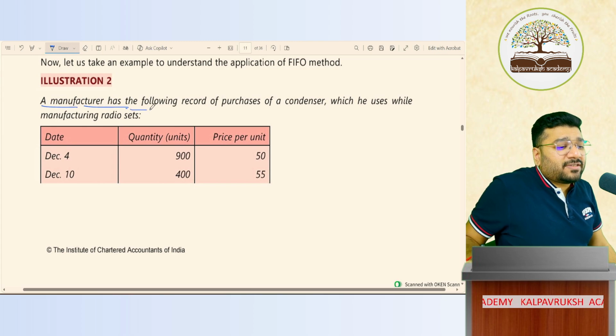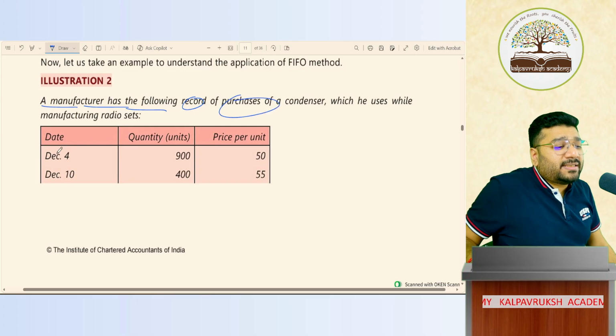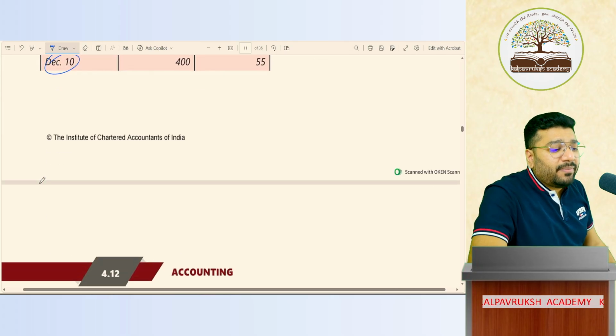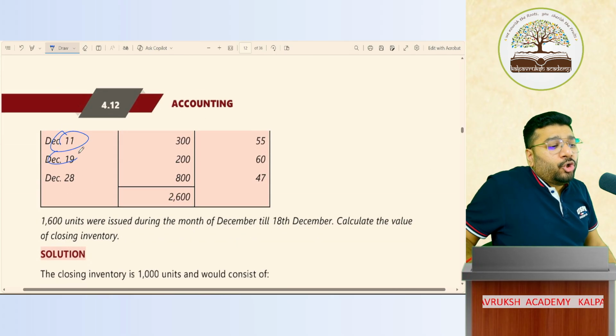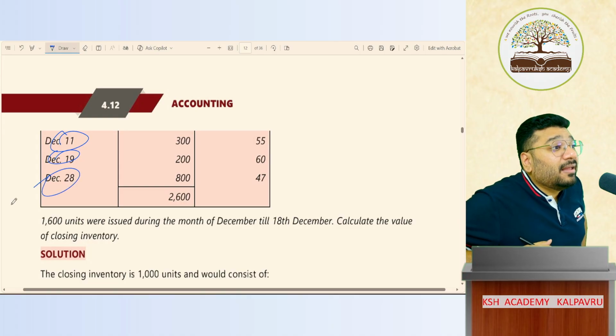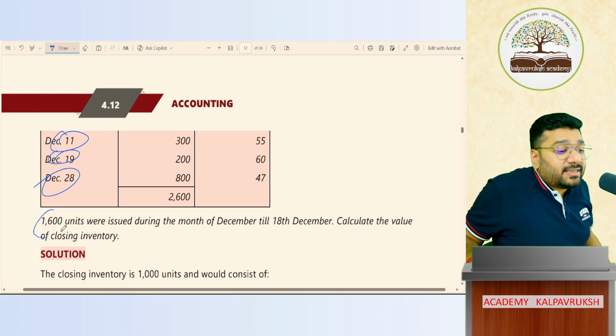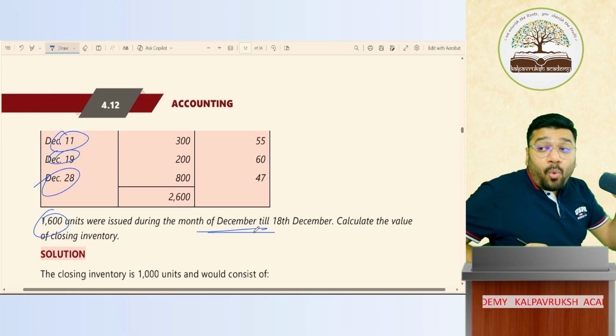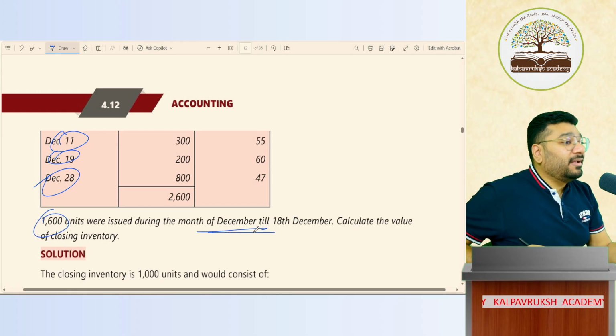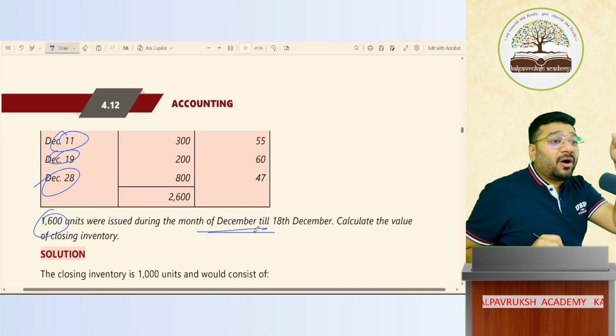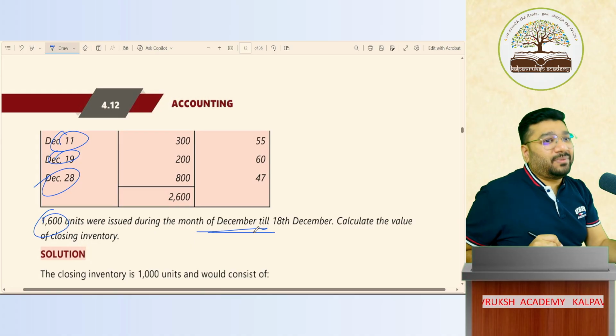The manufacturer has given the following records of purchase. He's given all the information about purchase, no information about sale. So the inventory is 1600 at the end of the month. What method have they followed? Periodic. The answer comes because we have slowly, gradually understood the concept.